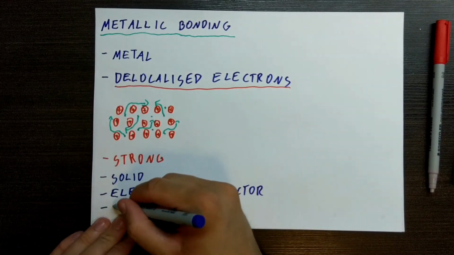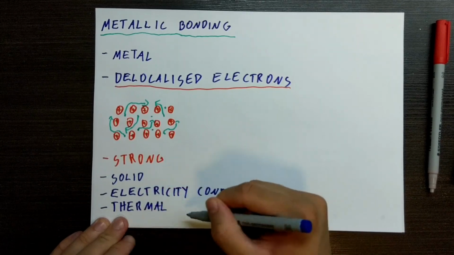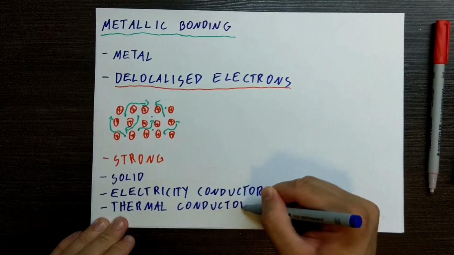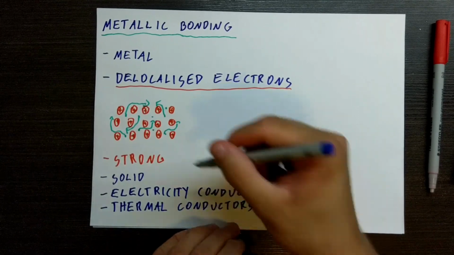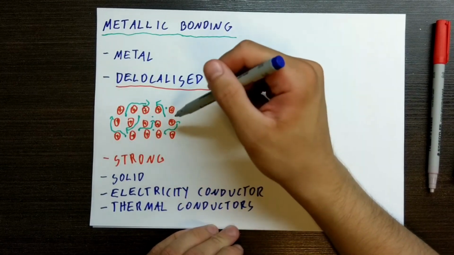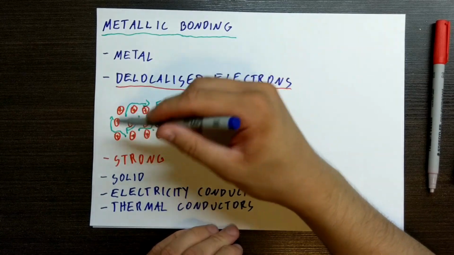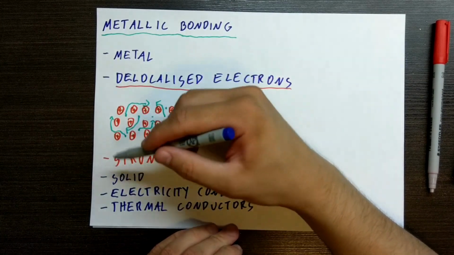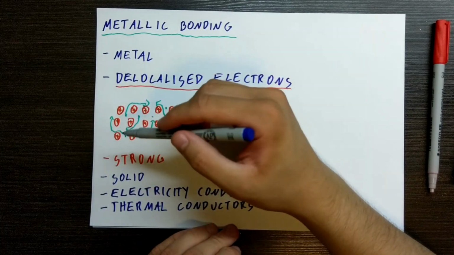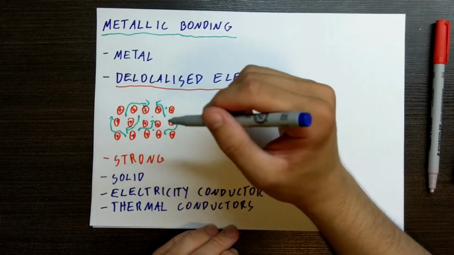They are also great thermal conductors. Again, this comes down to these electrons being able to move. Because they're moving around a lot anyway, it is very easy to transfer the thermal energy onto them. It's easy to make them move around even more when you heat them up. So they can transfer that energy quite well because they can move around.